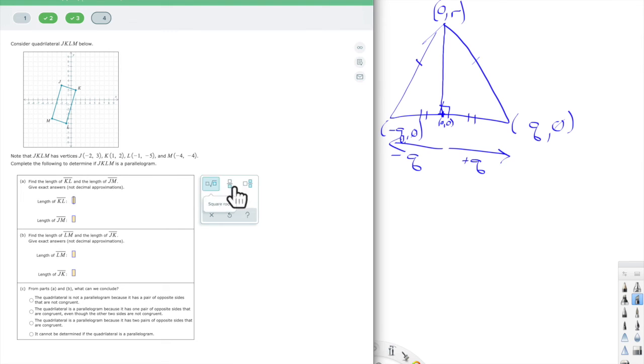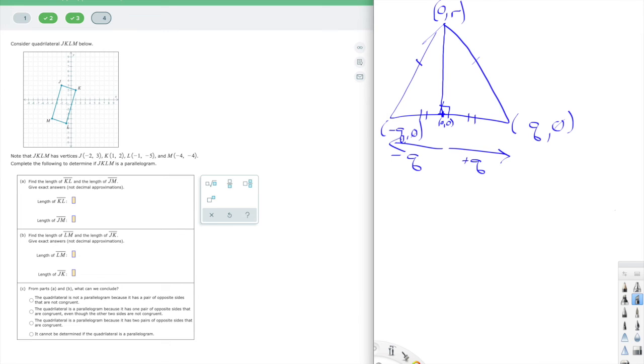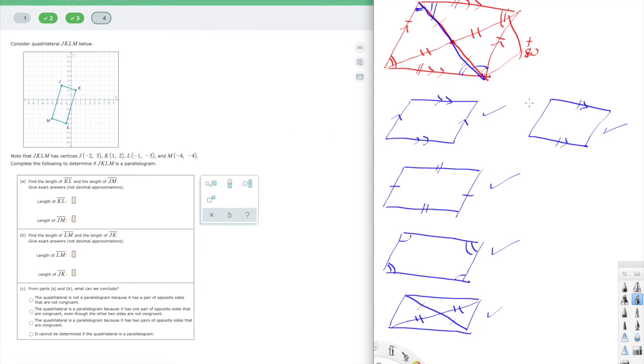So remember, in order for it to be a parallelogram, and that's why I'm happy I saved that other one. Let's go back. Boom. So in order to prove this a parallelogram, I need to show at least one of these properties. So if I'm looking at this one, it says find the length of KL and the length of JM. So it's having me find the length of KL, which is the side, and the length of JM, which is the other side here, so kind of the left and the right side.